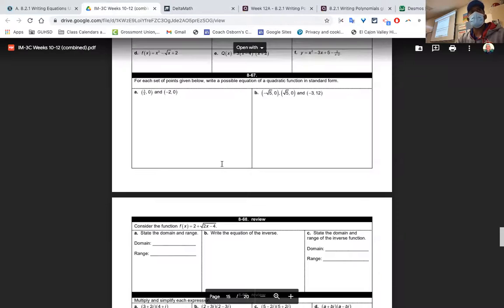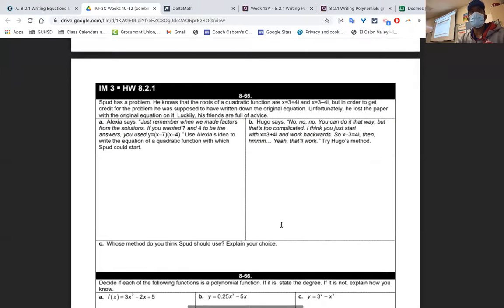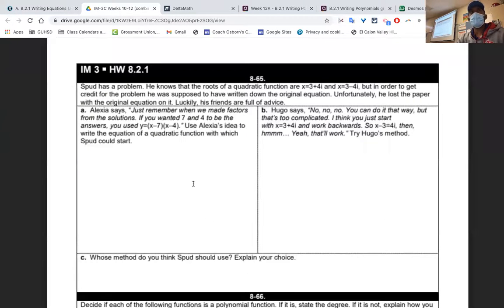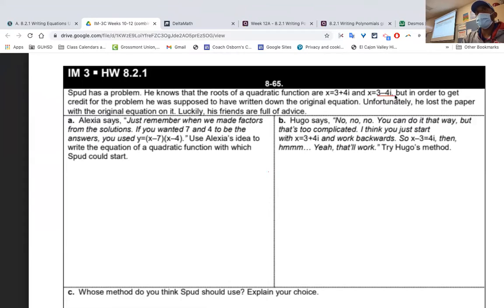All right. So let's look at the homework assignment. So right here on this first problem, it says, Spud has a problem. He knows that the roots of a quadratic function are x equals 3 plus 4i. So there's the first root, 3 plus 4i. And then 3 minus 4i. So there's your roots.